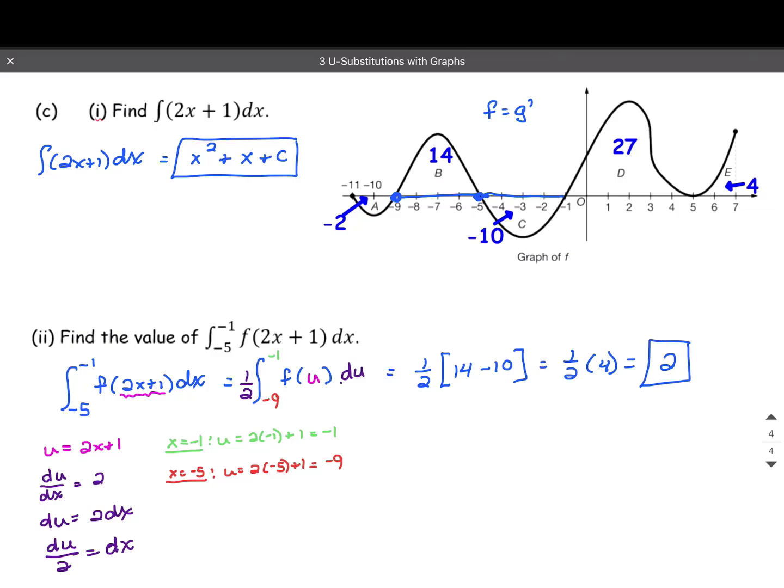And there you go, guys. We just did u substitutions from a graph. All right, guys, have a wonderful day, and I'll see you in class.